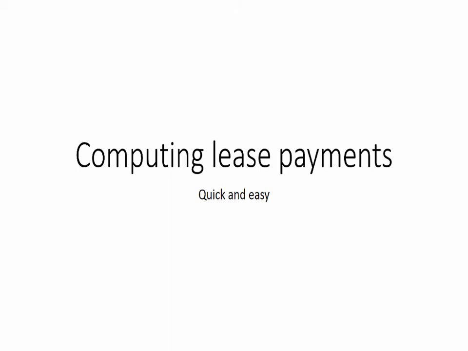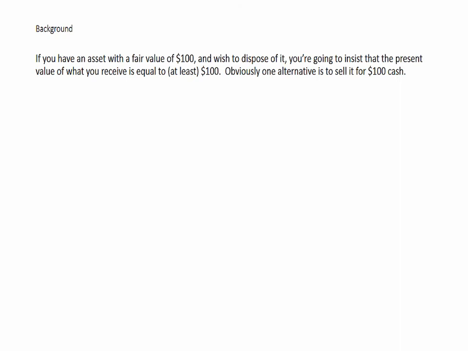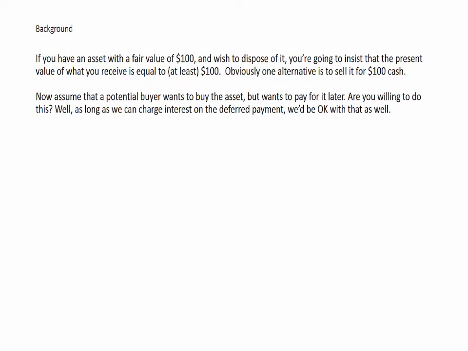Let's go ahead and do a quick presentation on computing lease payments. Now, if you have an asset with a fair value of $100 and you wish to dispose of it, you're going to insist that the present value of what you receive for it is equal to at least $100. Now, obviously, one alternative is to sell it for $100 cash.